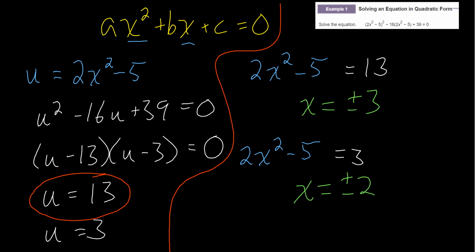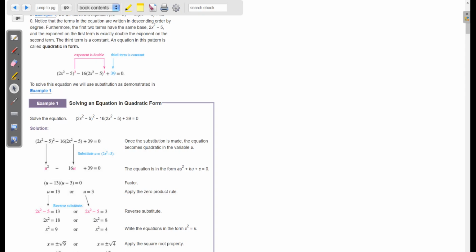Well, what is u? Well, u is 2x squared minus 5, and that's what we did over here. 2x squared minus 5 is equal to 13, and 2x squared minus 5 is equal to 3. Because down here we say u is equal to 13, u is equal to 3. Right. So, another example.